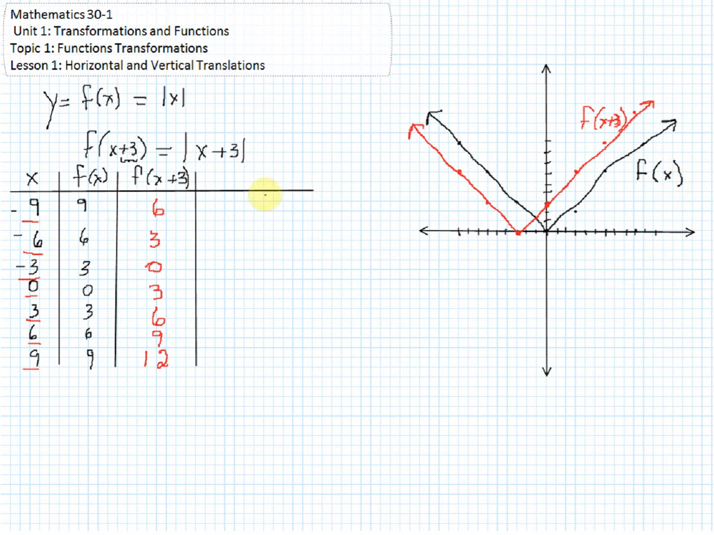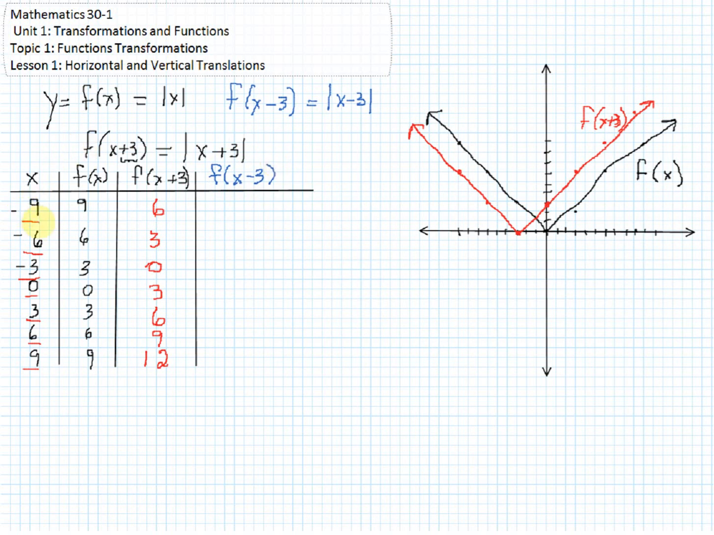And let's try another translation. Instead of plus 3, let's go f of x minus 3, which again gives us the absolute value of x minus 3. So instead of plus 3, we're looking at minus 3. And we'll go back, complete our table of values, and see what happens.